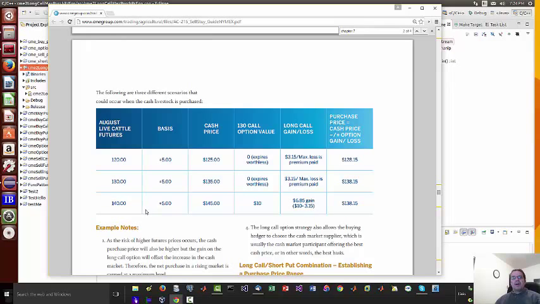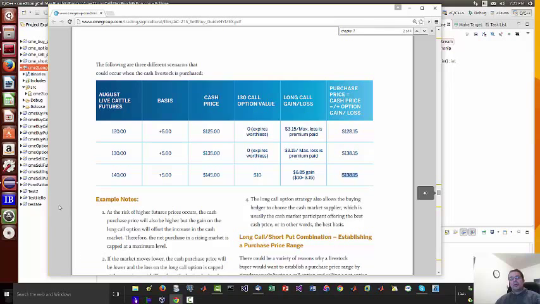From there, if our August futures is at 140, with a basis of 5, the cash price is 145. We have the difference here between the call option at 130 and the futures at 140. We have a $10 call option value, or gain, there. So we have a gain on the long call of 685, which is 10 minus the premium, and we get ourselves a new purchase price.